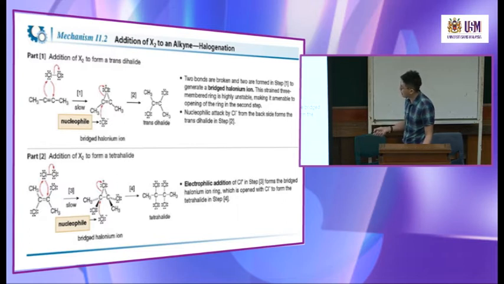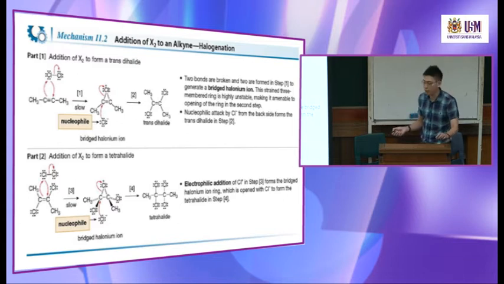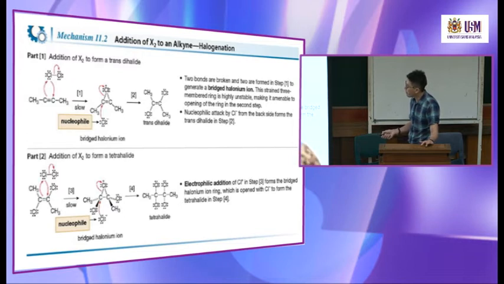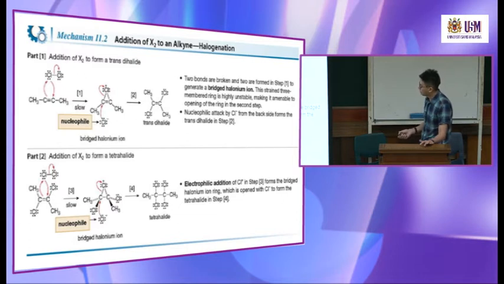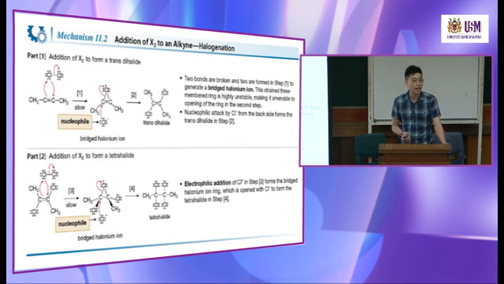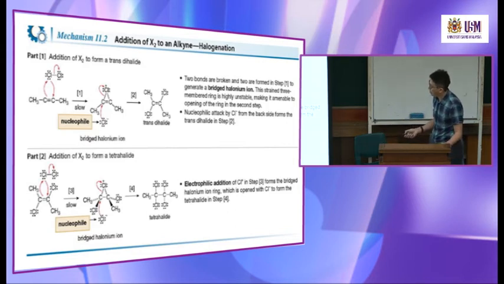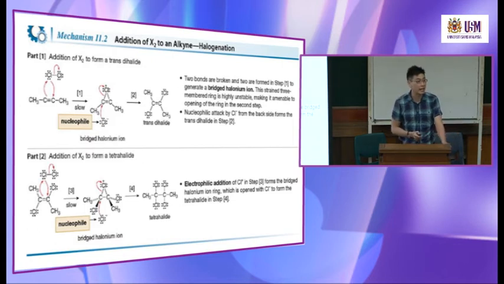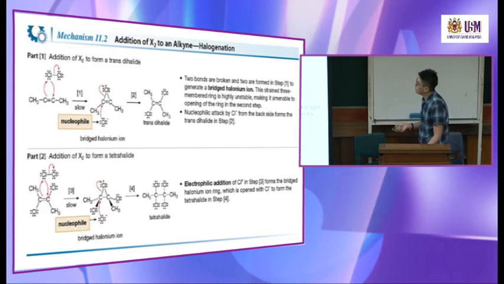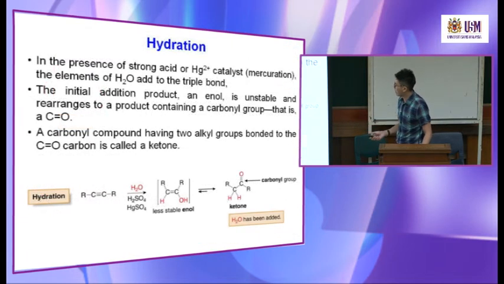The only difference is that this is now an alkene, from what you have learned in the previous chapter. It attacks the chlorine again, forming another three-membered species. Then the chloride attacks, forming a tetrahalide with 4 halogens attached to it. This first step gives a trans dihalide because it's an anti addition. The reason we mentioned in the previous chapter. This is where we stopped last week.